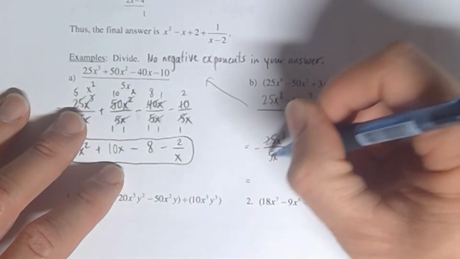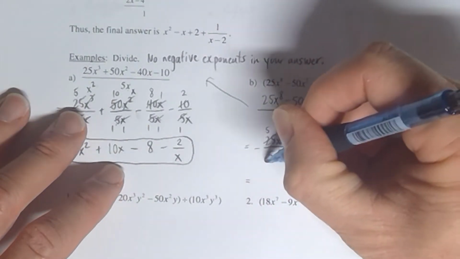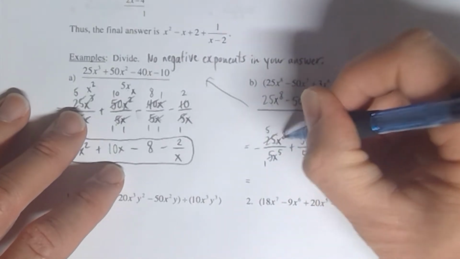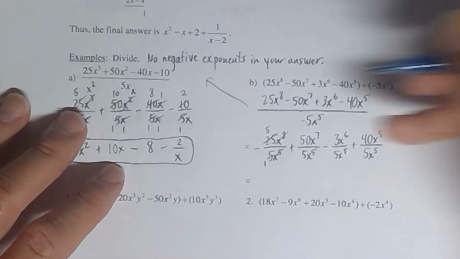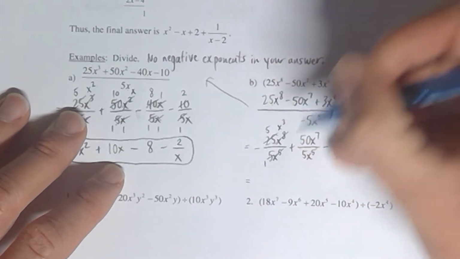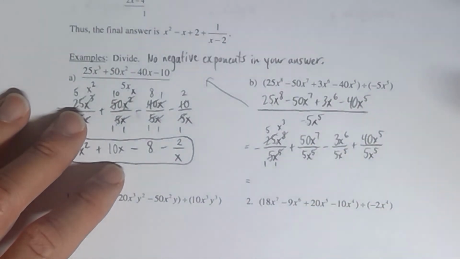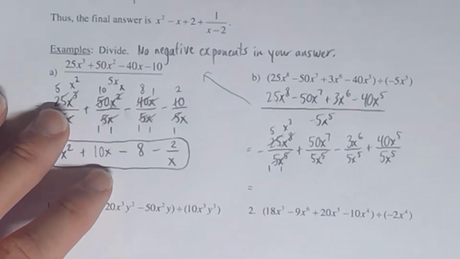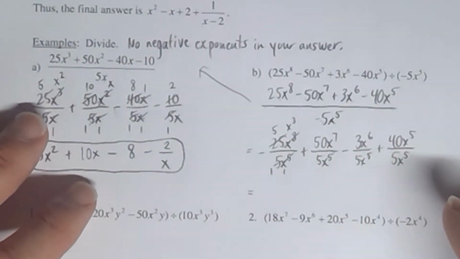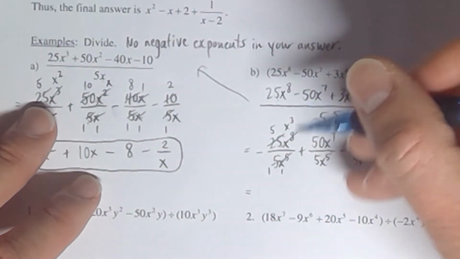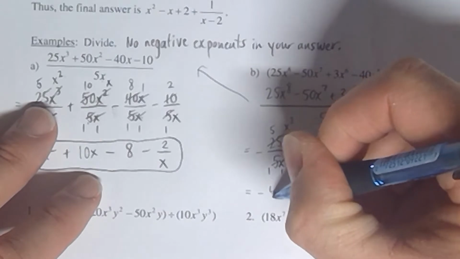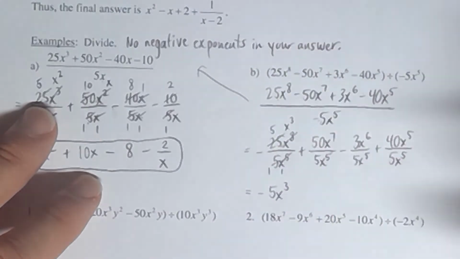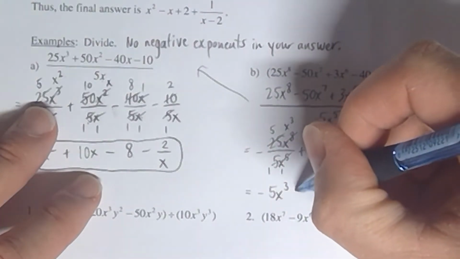First one's going to be 5 over 1. And then you do 8 minus 5 on the exponents. That gives me x to the third, like that. And then, so what do we get there? We get negative 5x to the third as our first answer here. Bring down the plus right here.